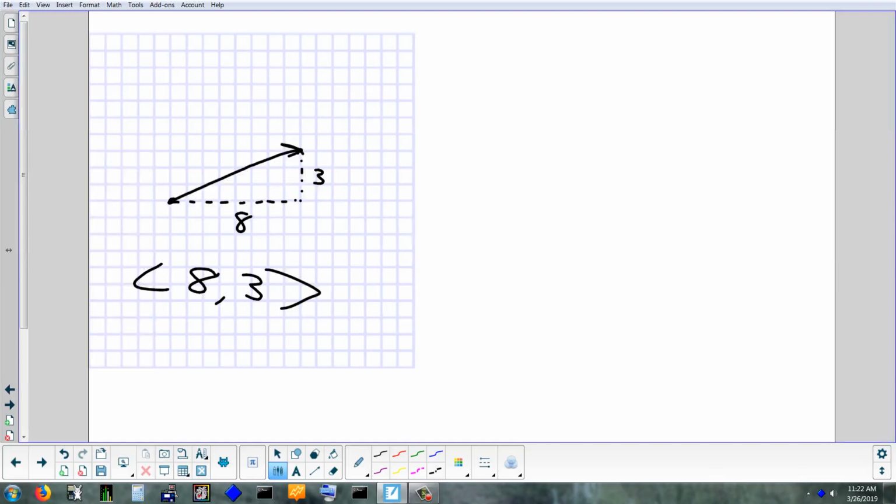What that notation doesn't tell you is where to start. So you could start here and go 8 right and 3 up. You could start down here. You can start anywhere you want. But when we have axes, we usually start at the origin.